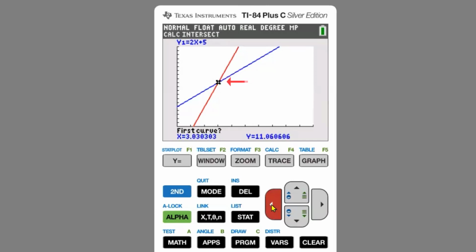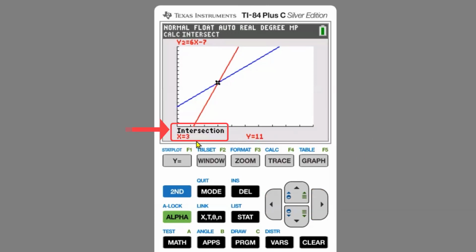Because again, if those two equations aren't lines, they may hit in a couple of places. So I'm estimating the first curve to be somewhere around there, enter. Second curve on the red, same idea, it's around there somewhere. I'm going to hit enter and then guess, enter. And hey, look, they intersect at x equals 3 and y equals 11. So x equals 3 is our solution.